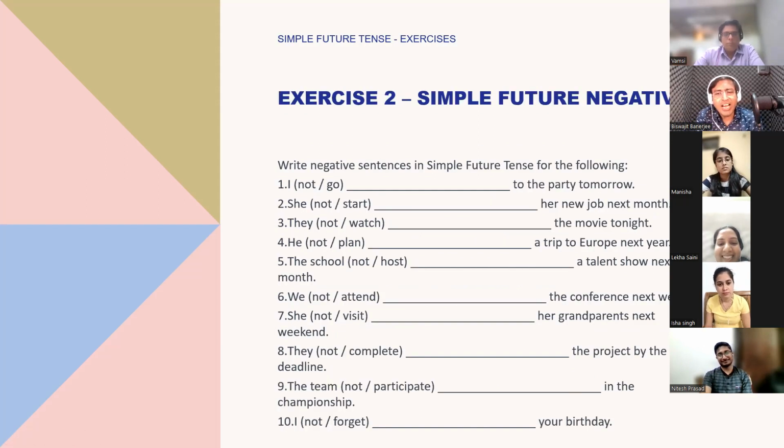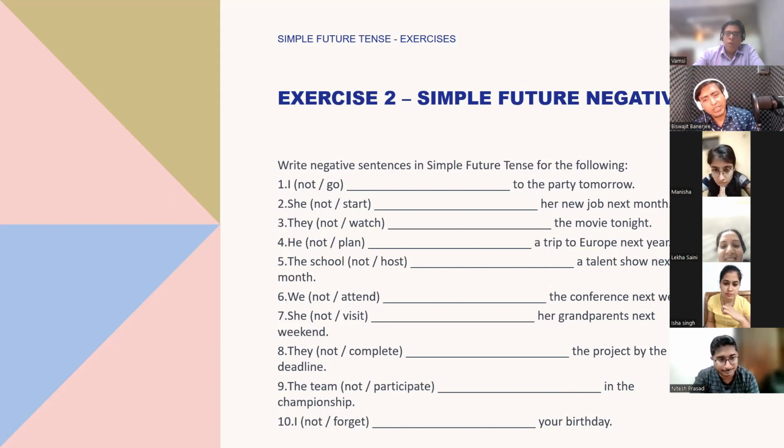Okay. Isha, write negative sentences in simple future tense for the following. I dash to the party. Tomorrow, I will solve the first one for you. The words given as hints in the parenthesis are "not go." So it will be simple: I will not go to the party tomorrow. As simple as that. Negative sentence, but still using will. Or you may also say, I shall not go to the party tomorrow. All right, Isha, I dash to the party tomorrow. I shall not go to the party tomorrow.